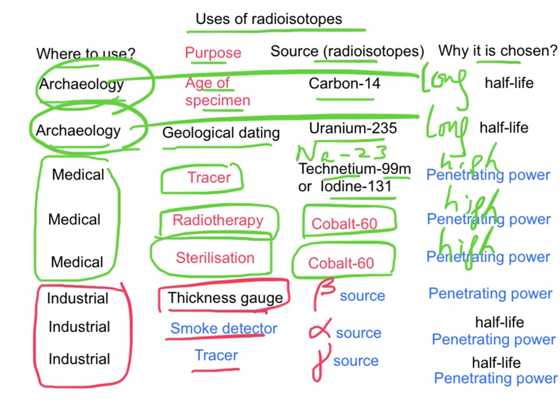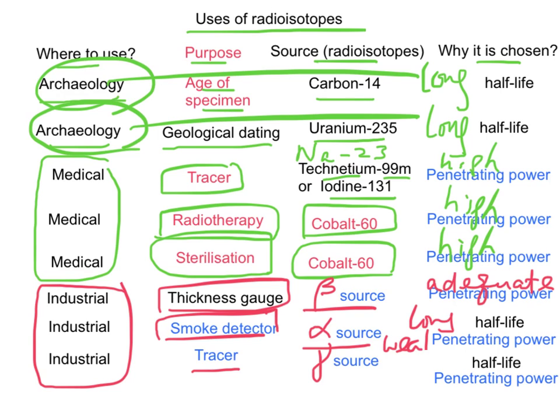For thickness gauge, beta source has adequate penetration power. For smoke detector, we use alpha source for its long half-life and for its weak penetration power. For tracer, we use gamma source with short half-life and high penetration power.